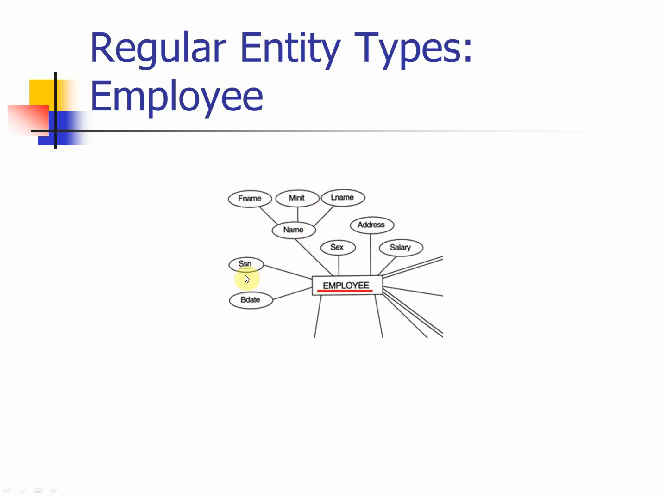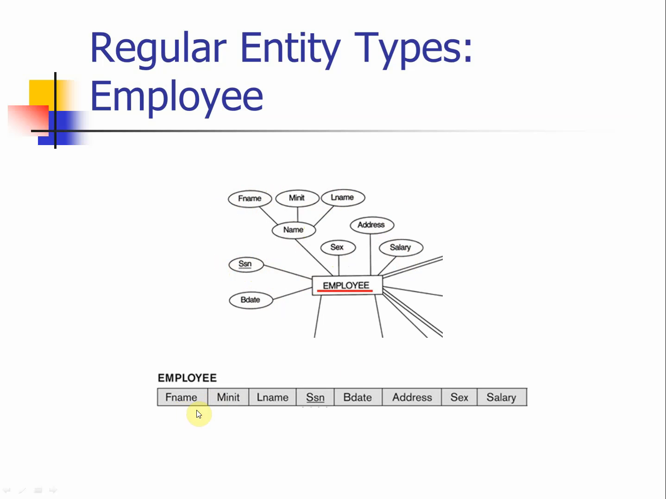Next, I'm going to pick up the social security number as the primary key, and then I'm going to pick up birthday, gender, address, and salary for all of those attributes. And therefore you can see first name, middle name, last name coming from the composite attribute, social security number underlined indicating it is the primary key, birthday, address, sex, and salary. That is the first step for us to convert the employees.